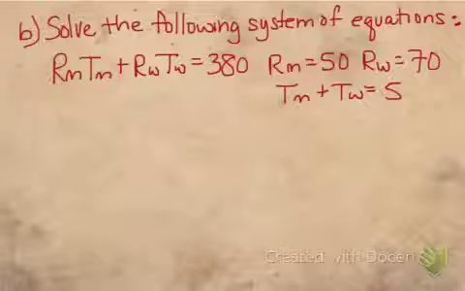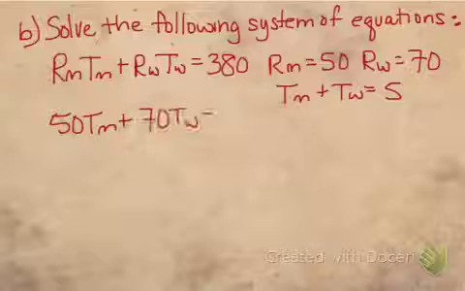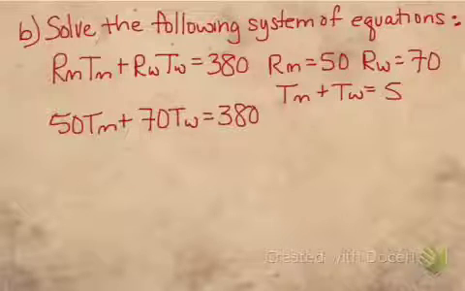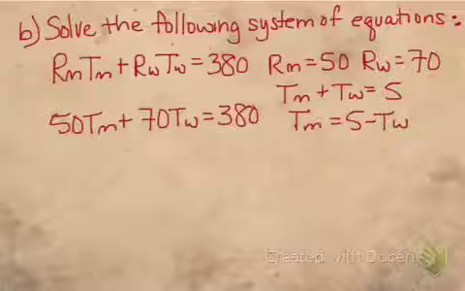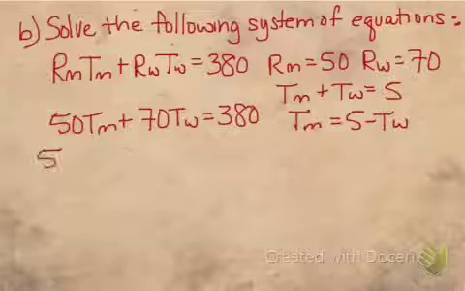Okay, solve the following system of equations. So we'll take r sub m and r sub w and plug those in. So we get 50 t sub m plus 70 t sub w equals 380. And then let's solve for t sub m. So t sub m is equal to 5 minus t sub w. We'll take that and plug it in for t sub m.